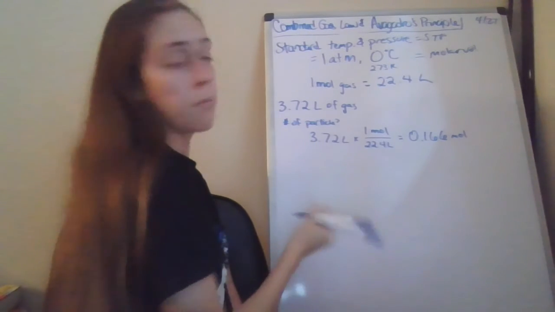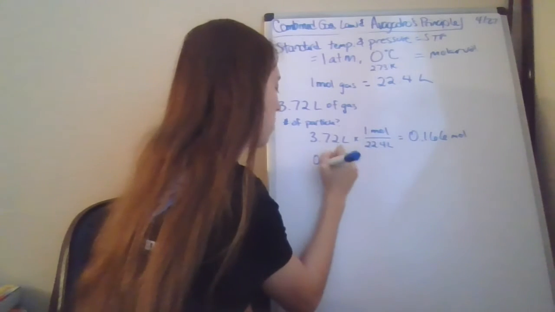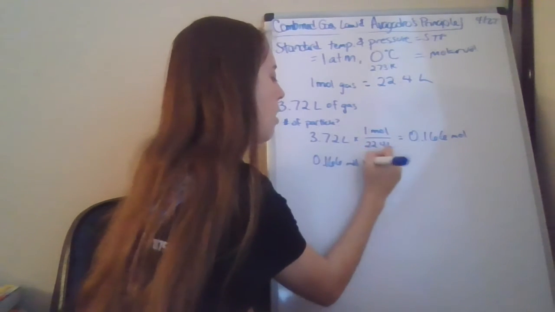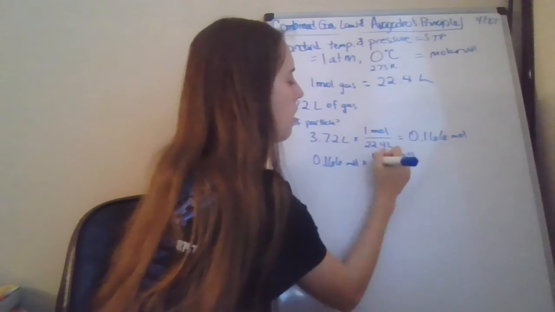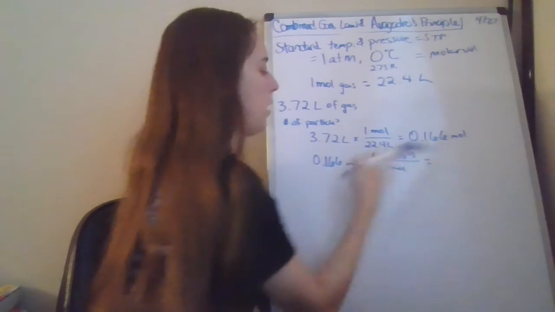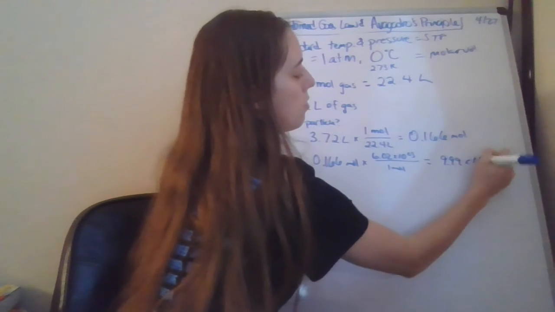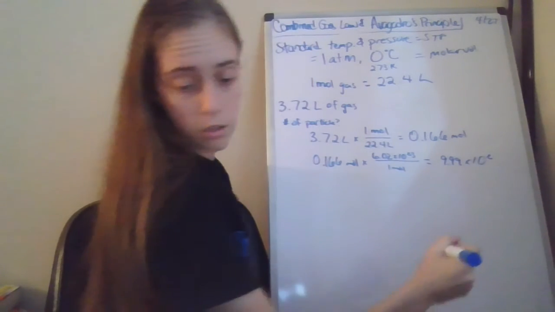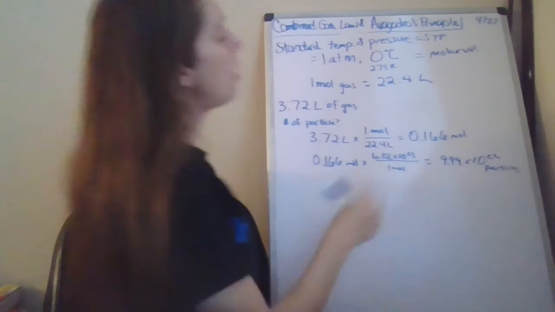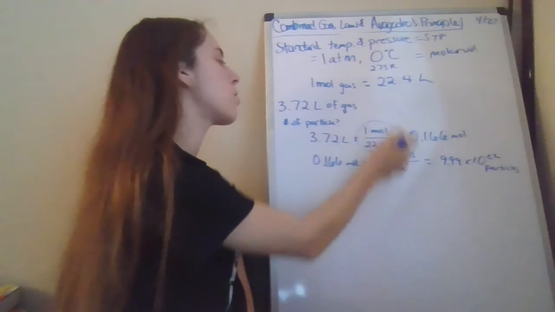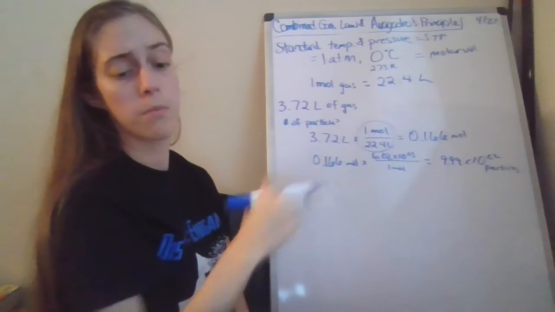Now we can go from moles to number of particles because of that 6.02 times 10 to the 23rd conversion factor. All right, so we have 0.166 moles. Our conversion factor, we want particles, so 6.02 times 10 to the 23rd over 1 mole, cancels out. You end up with 9.99 times 10 to the 22nd particles. This should be relatively familiar. This is a new conversion factor, but this process we've done before. It's just conversions, that's all it is, okay?